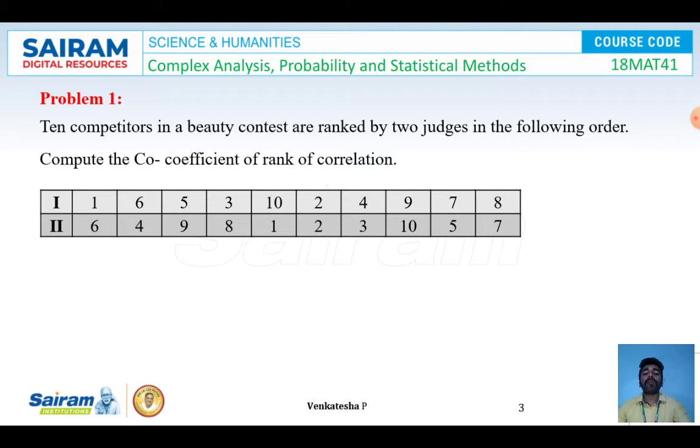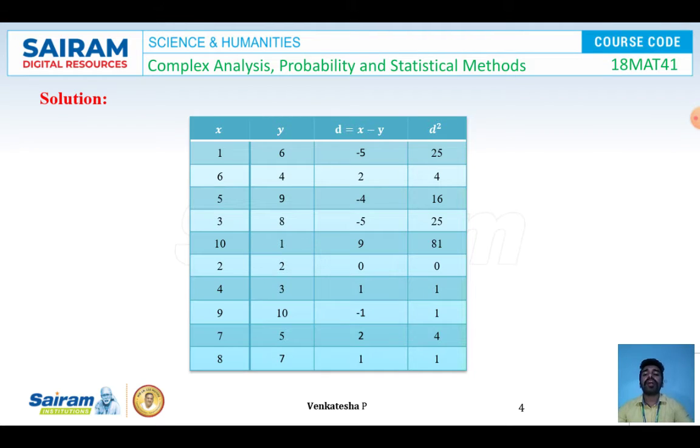So now I am going to make a tabular column to find the difference between two ranks. Then I will be finding di square. Then I am going to calculate the rank correlation coefficient. So make a tabular column first. The tabular column must have two ranks. So this x I will be taking as the rank given by judge 1, and this y is the rank from judge 2. D is nothing but the difference between two ranks, and d square I am going to calculate now.